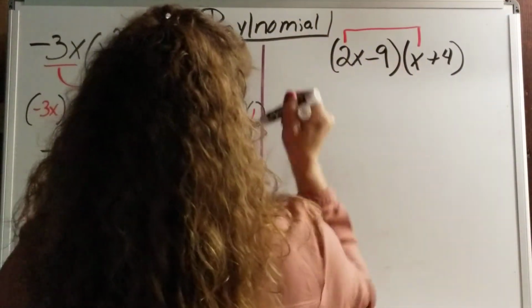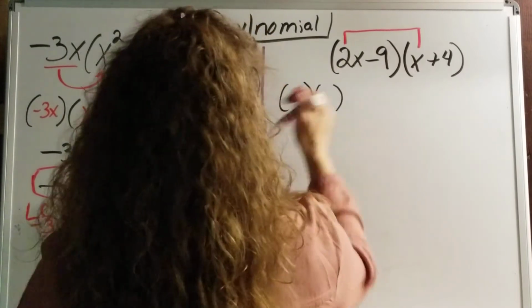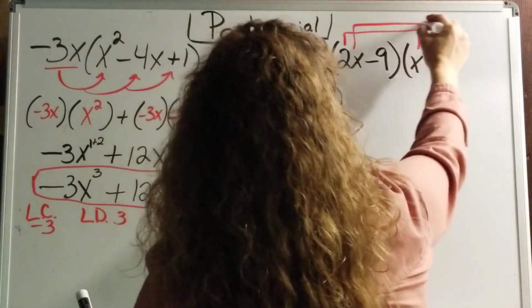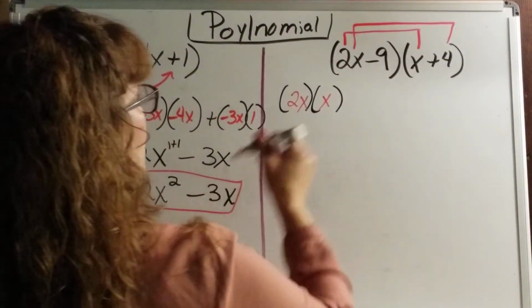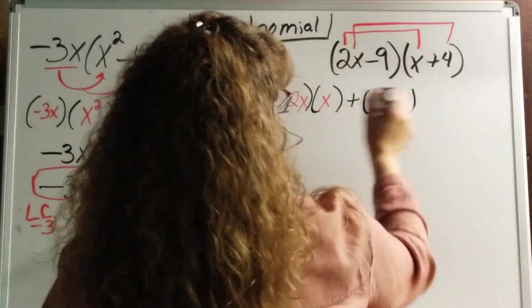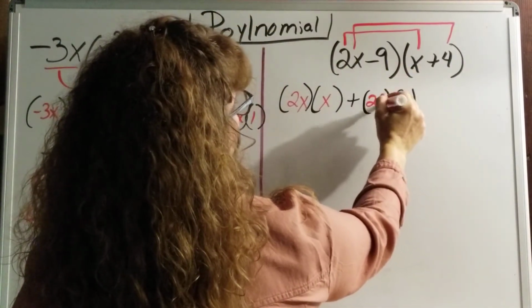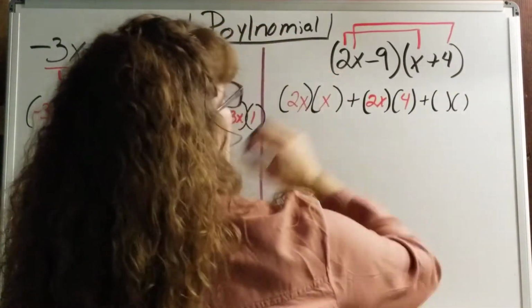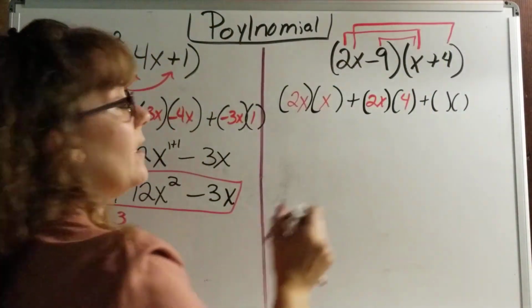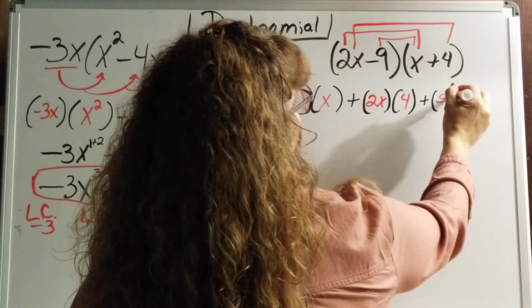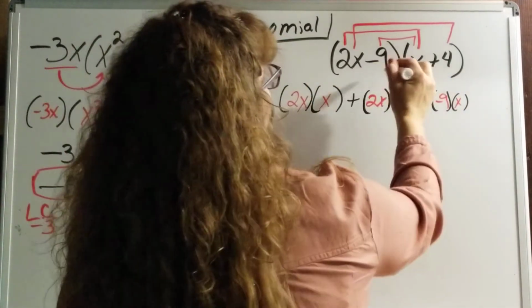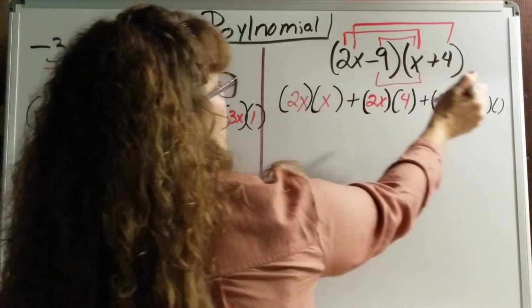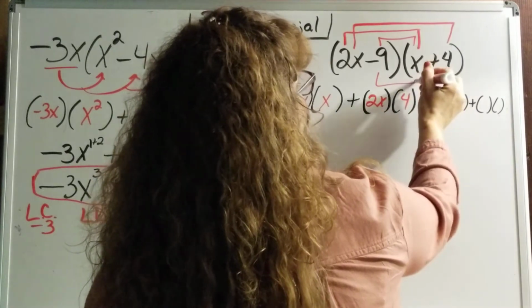So I have my first times my first, which is 2x times x. And then I'm going to have my outers, the 2 outer terms. So I'm going to put my plus here, and I'm going to have 2x times 4. And then I'm going to put a plus here. Do 2 more sets. I'm going to do my inners, so I have negative 9 times x. And now let's do our last. So I'm going to say plus 2 more. My last is negative 9 times positive 4.